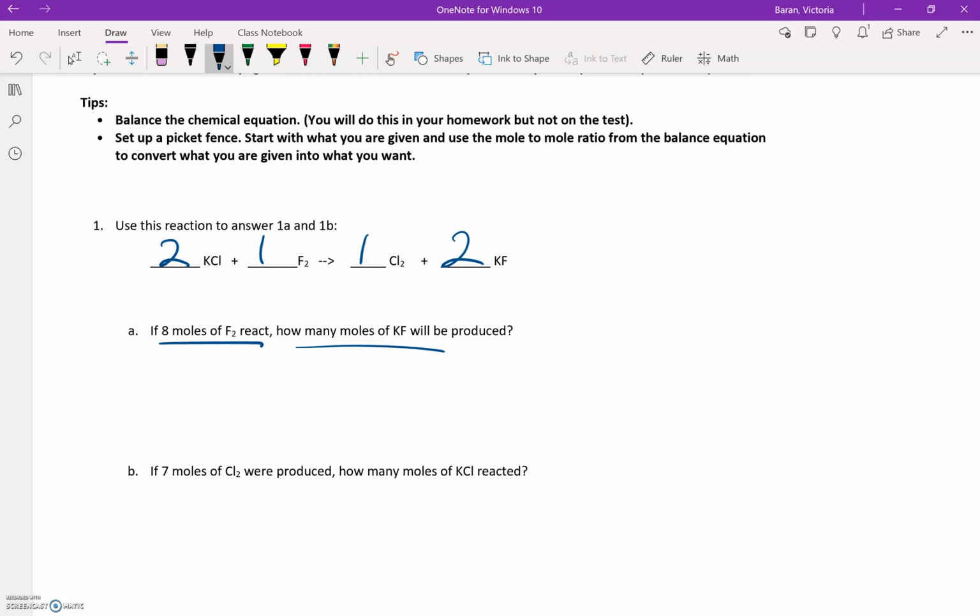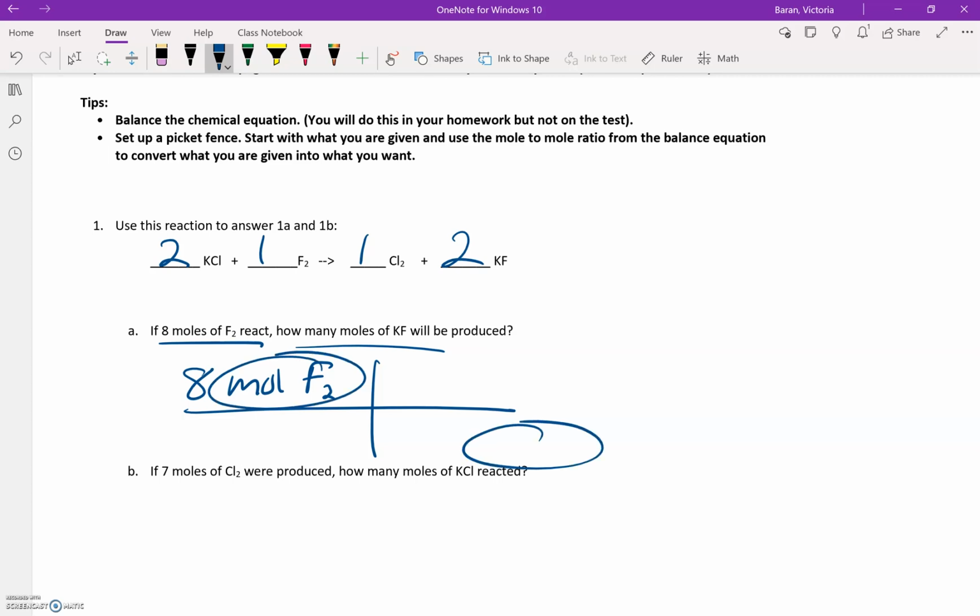So to do this, you're going to set up a picket fence. So you're going to start with 8 moles of F2, which is what they gave you in the problem. And we're going to set up our picket fence. So like all picket fences, the unit that goes here in the bottom has to be the same as the unit here so that ultimately they cancel out in the end. So I know that moles of F2 have to go here. How do I figure out how many moles of F2?